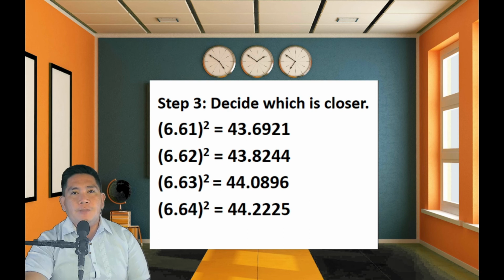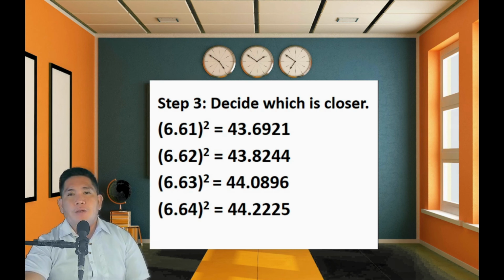6.61, 6.62, 6.63, and 6.64. The square of 6.61 is equal to 43.6921. The square of 6.62 is equal to 43.8244. The square of 6.63 is equal to 44.0896. And the square of 6.64 is equal to 44.2225.